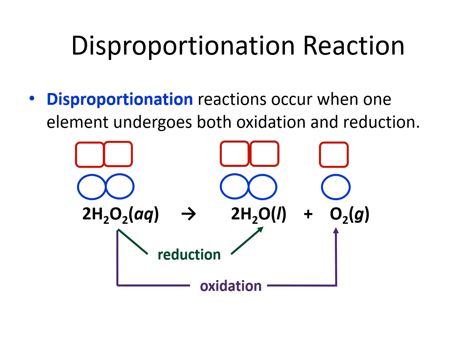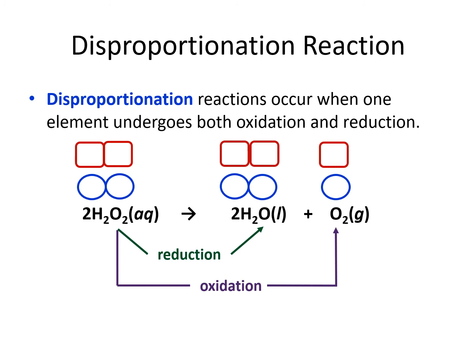Another type of reaction is a really special type of reaction in which one type of element undergoes both oxidation and reduction. This type of reaction is called disproportionation. A very common example is the disproportionation of hydrogen peroxide. In hydrogen peroxide, the oxygen ends up changing oxidation number, but in one of the products the oxidation number has gone up, and in the other product the oxidation number has gone down for the oxygen. Let's work out those oxidation numbers.